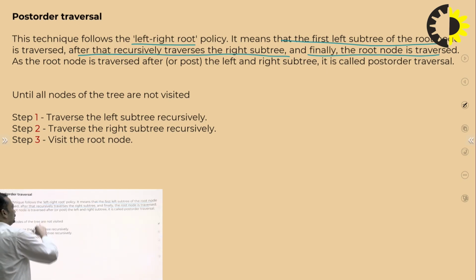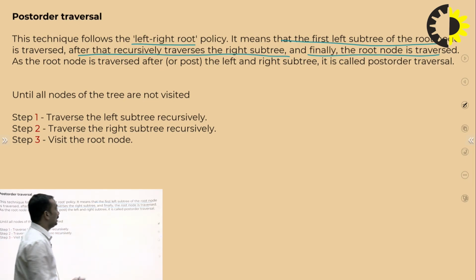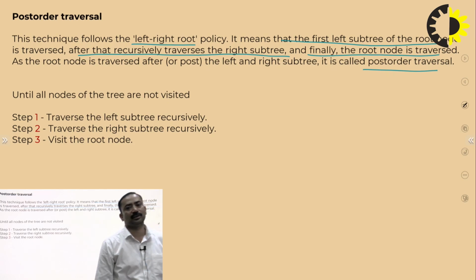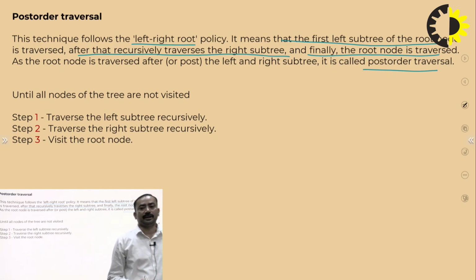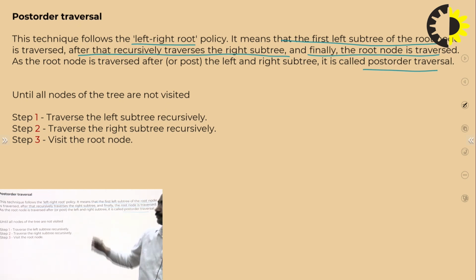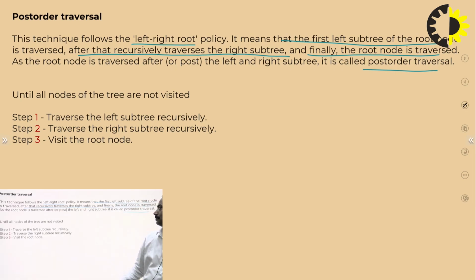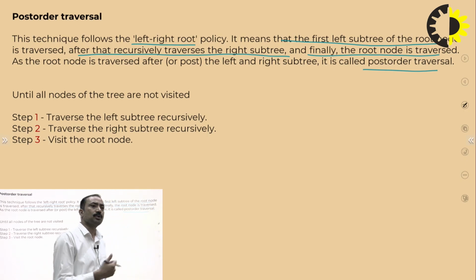So it is a recursive procedure. As the root node is traversed after, or post, the left and right subtrees, it is called post order traversal. The application of post order traversal is to delete the tree. It is used to delete the tree. And the application of pre-order traversal is to copy the tree. Another application of post-order traversal is that it can also be used to get the postfix expression of an expression tree.